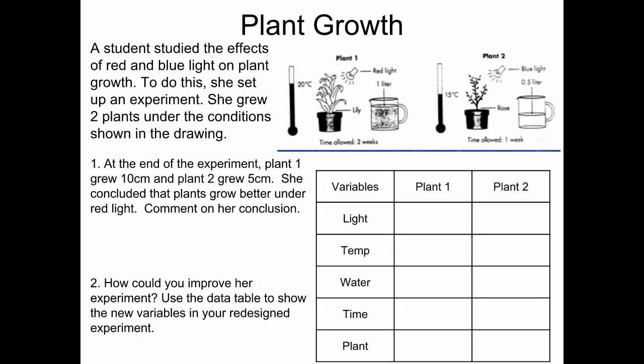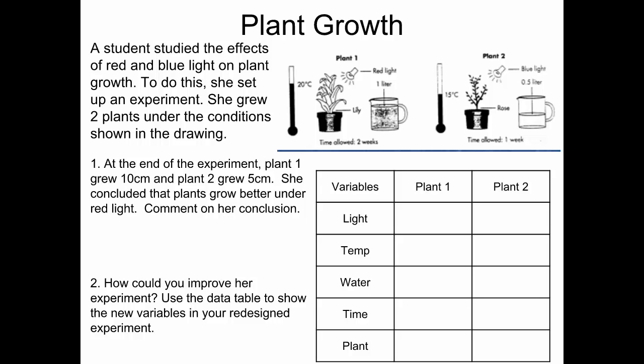Rihanna? I would say it wasn't a very good experiment. How come? Because she didn't use the same temperature or the same amount of water or the same amount of time allowed to grow. Okay, so Rihanna is noticing that when you look at how she set up the experiment, she did have different light, red light on plant 1, blue light on plant 2, but there were some other things. Plant 1 was at 20 degrees Celsius. Plant 2 was at 15 degrees Celsius. Plant 1 was a lily, plant 2 is a rose. Plant 1 got 2 weeks to grow. Plant 2 had 1 week to grow. They had different amounts of water.